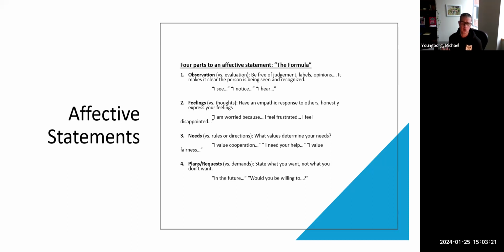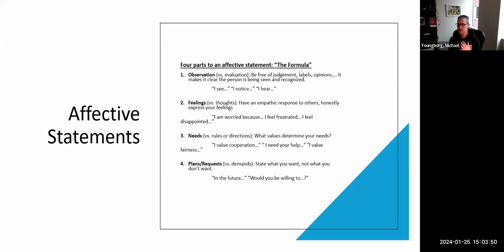The next thing, again, is that core piece of it, expressing your feelings. And so hopefully having an empathetic response to others, honestly expressing your feelings. The examples that I have up here are a little bit more on possibly the negative side, that I'm worried or I feel frustrated, I feel disappointed. But it can be a positive reaction. You can feel happy, you can feel proud, you can feel curious, you can feel interested, right? Like it doesn't matter where on that spectrum of feelings you are, this is a way for you to express those feelings.